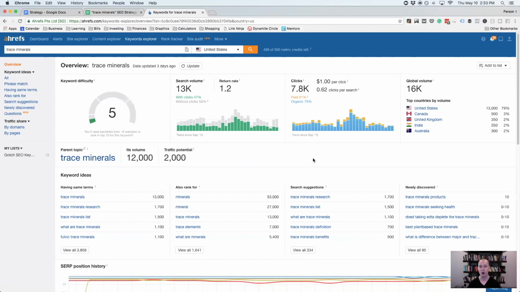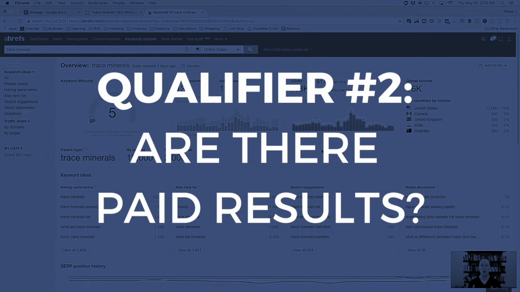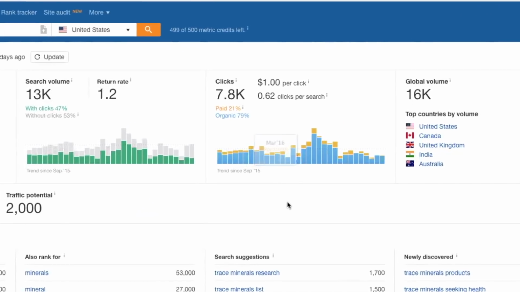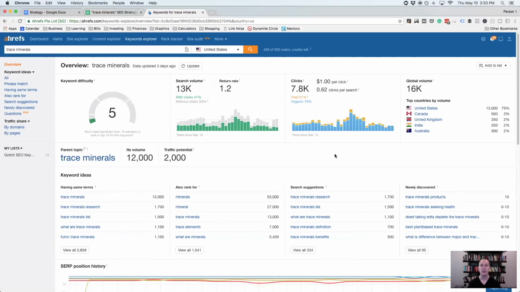The second big qualifier that I would look at is, are there paid results for this keyword phrase? According to Ahrefs, there are paid results. About 21% of the results are paid. So that is qualification that this is a keyword phrase that people, or companies, are willing to invest money into. Therefore, there is a potential to make a profit with it, and there's a good potential for it to be a great term to monetize around. So that is a really great qualifier.